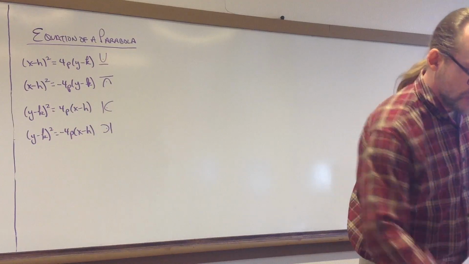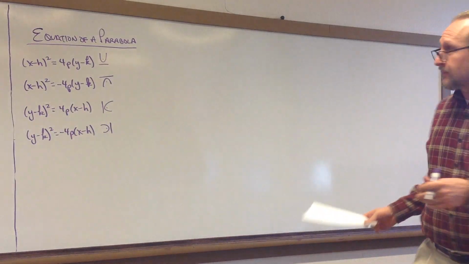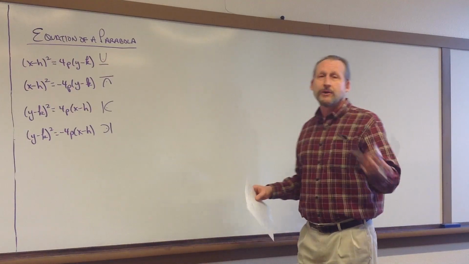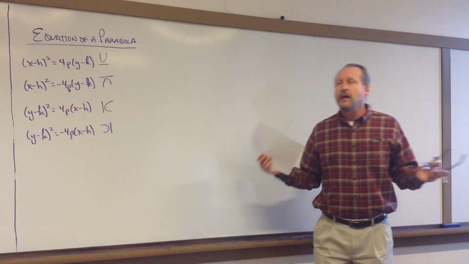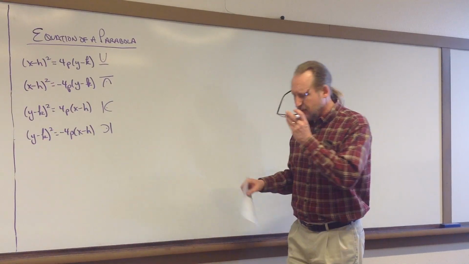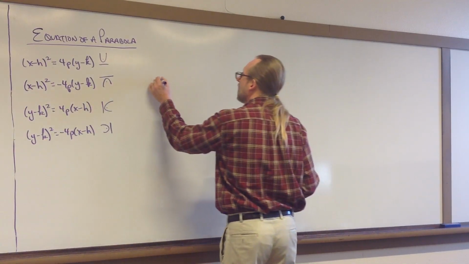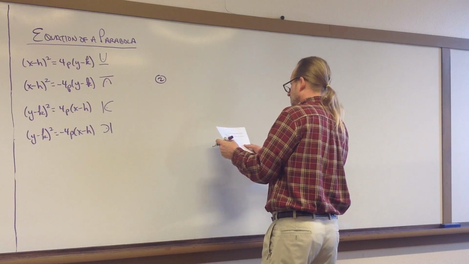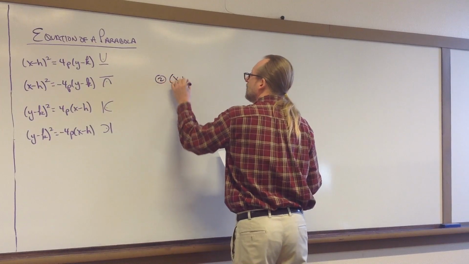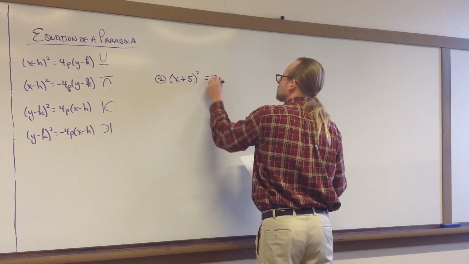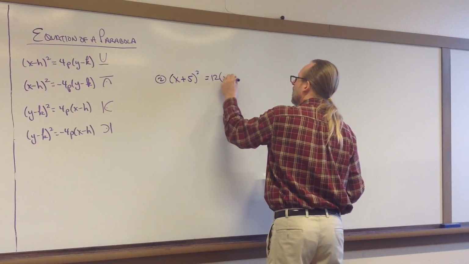This is sort of the opposite of those problems that I did in the last video, where we took the focus and the vertex and used that to determine the equation. So now we've got the equation and we want to know what the focus, vertex and directrix are. So problem 2, we've got (x + 5)^2 = 12(y - 3).